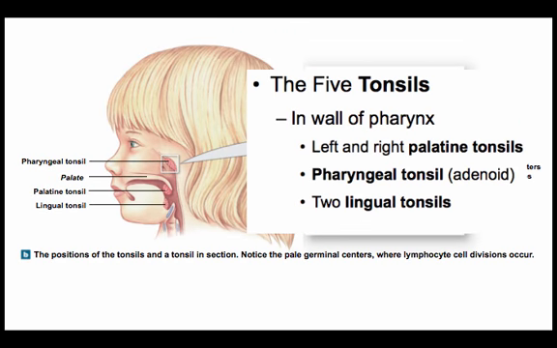In the respiratory tract, these lymphoid nodules are the tonsils. There are 5 tonsils found in the wall of the pharynx, or throat: the left and right palatine tonsils, the pharyngeal tonsil or adenoid, and the 2 lingual tonsils.